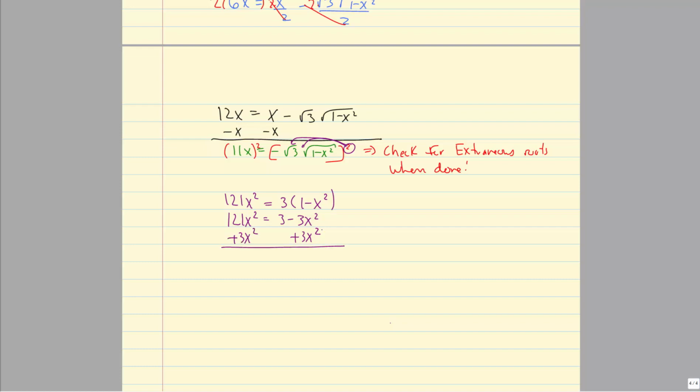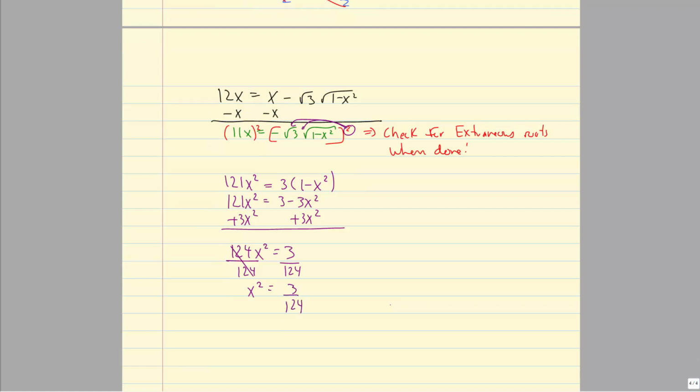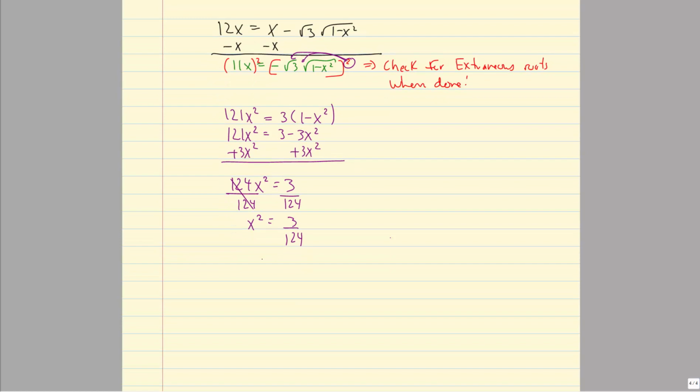So 121 plus 3 is 124. X squared equals 3. Divide both sides through by 124, and I have x squared equals 3 over 124. Now the next thing we need to do is take the square root of both sides. So I have x equal plus or minus. Remember, you have a principal root and the negative root. So this would be root 3 over 124, the square root of 3 over the square root of 124.